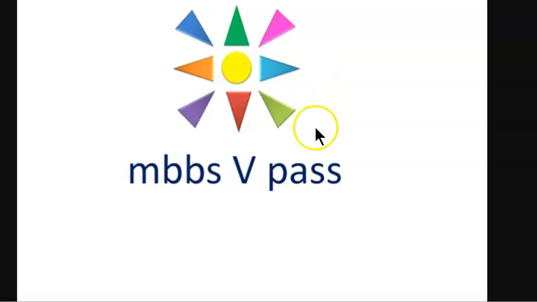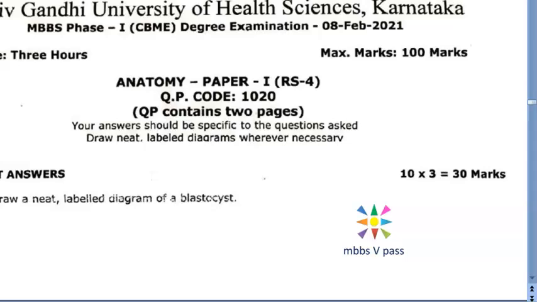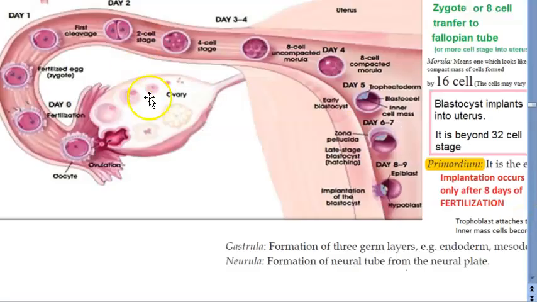Okay. So what implanted? Blastocyst. They want to know about the blastocyst. So they want a neat labeled diagram of blastocyst. So blastocyst is at what day stage, people? They're asking diagram only, okay, for 3 marks. But I'm asking you at what day is it?